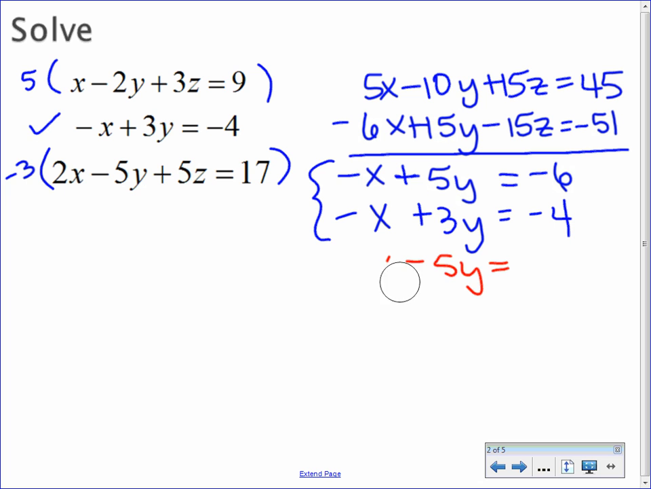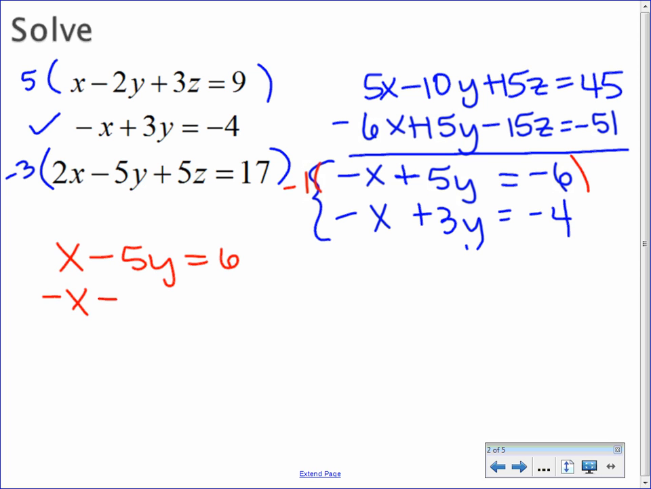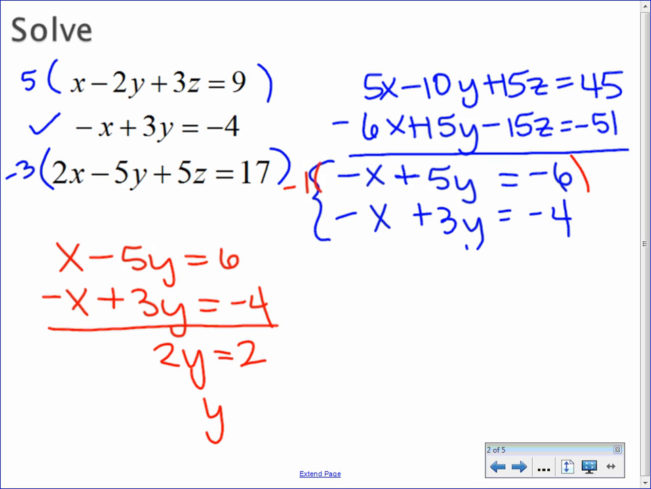You know what? I better rewrite this. Okay. So I'll multiply this by negative 1. So we have x minus 5y equals 6. I'll rewrite our other equation. And when we add these together, the x's go away, and we have negative 2y equals 2. So y is negative 1. Once we get one variable, we can slowly work our way backwards.